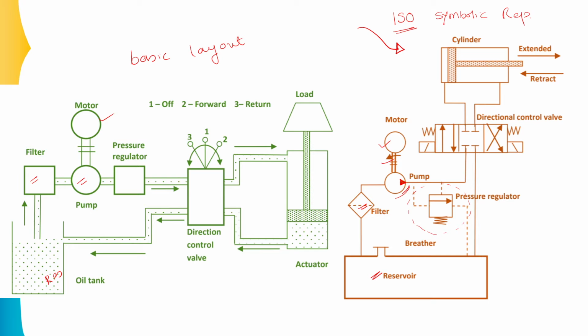Now, if you talk about the direction control valve, the major symbol is over here. As you can observe, there are a total of 3 positions available for the direction control valve. This is the first position, this is the second position, and this is the third position of the direction control valve. Then at the end we are having the actuator, which is indicated with the symbolic representation over here. So, this is the symbolic representation and this is the line diagram, or you can say the basic layout of the system.